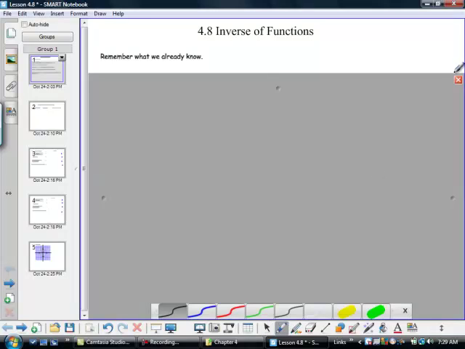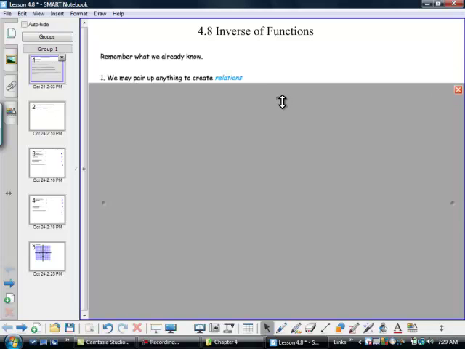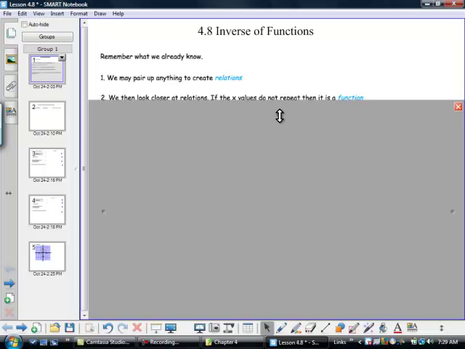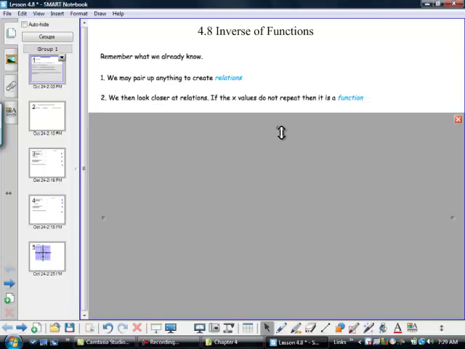All right, so first things first. What do we already know that mathematicians are looking for? A relation. We can pair anything up: apples with the number 3, chair with microphone. We can pair anything together. That's the first word. Now, after we do that pairing, mathematicians look closer at the relations and they say, if the x values don't repeat, then we're going to call this relation a function.